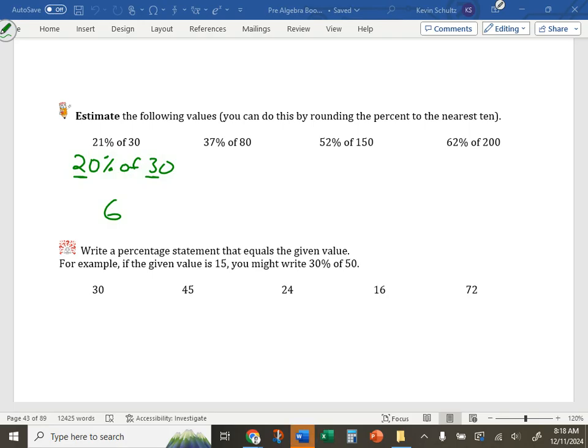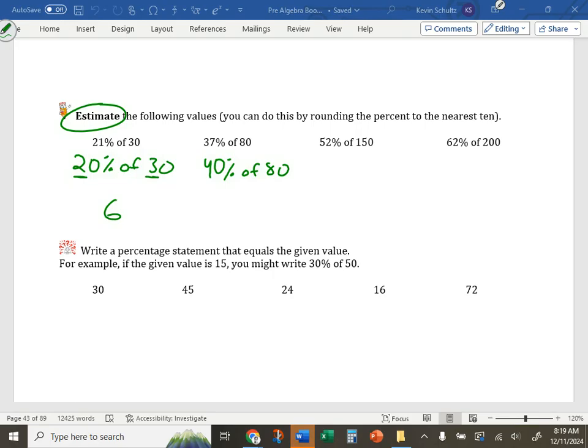37% of 80. 37% is even more awkward than 21%. But what's 37% super close to? 40, right? So if we estimate, again, it's just estimating here, so we're getting close. 40% of 80, now you can do that mentally, okay?